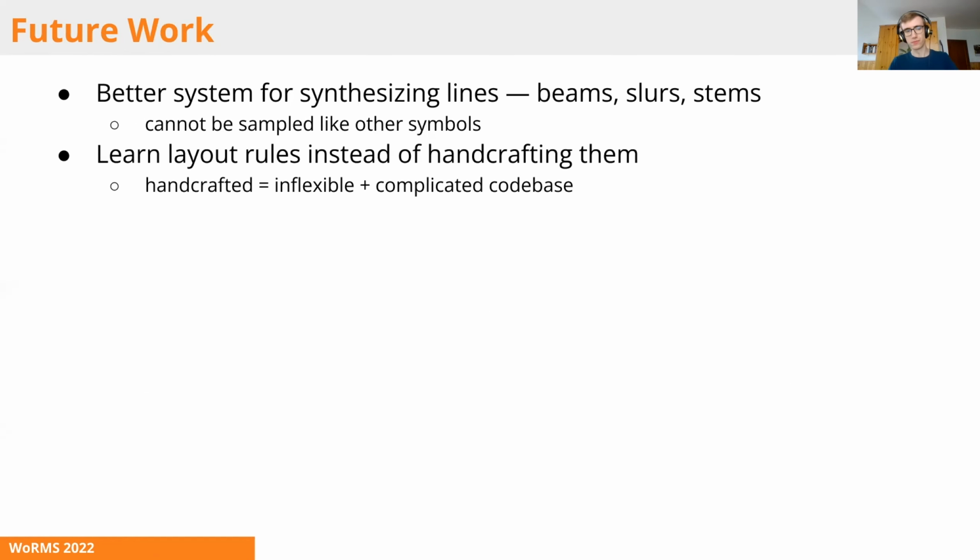So in the future, we would like to first improve the system for synthesizing lines in general. These are beams, slurs, but also stems. Currently, stems can be just sampled, but it would be better if we could use the same system to synthesize all three of these simple classes.